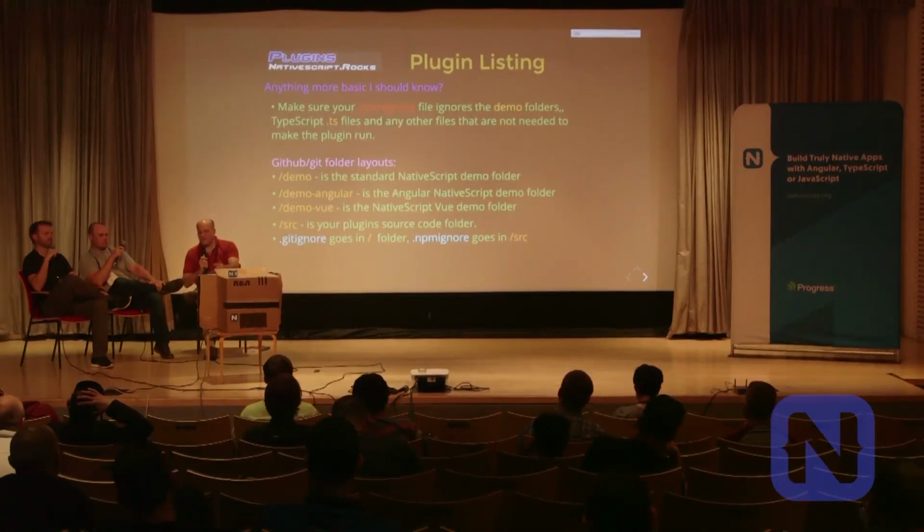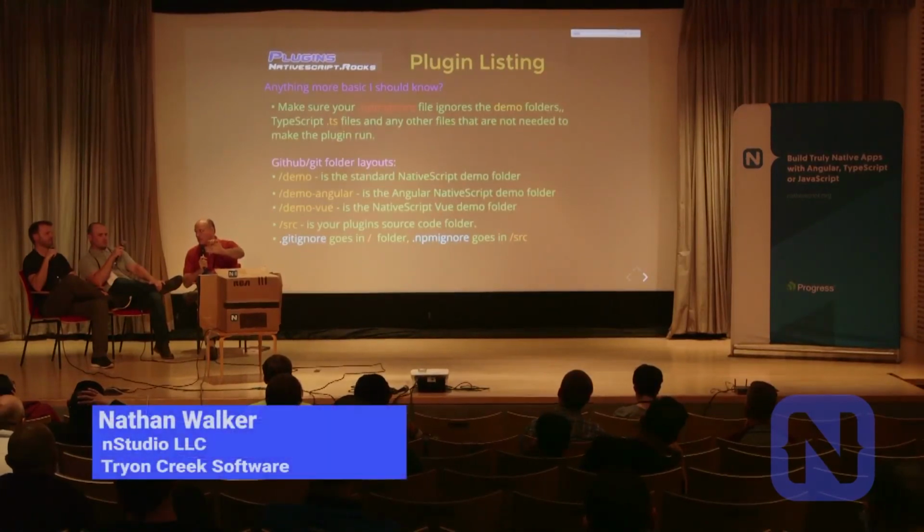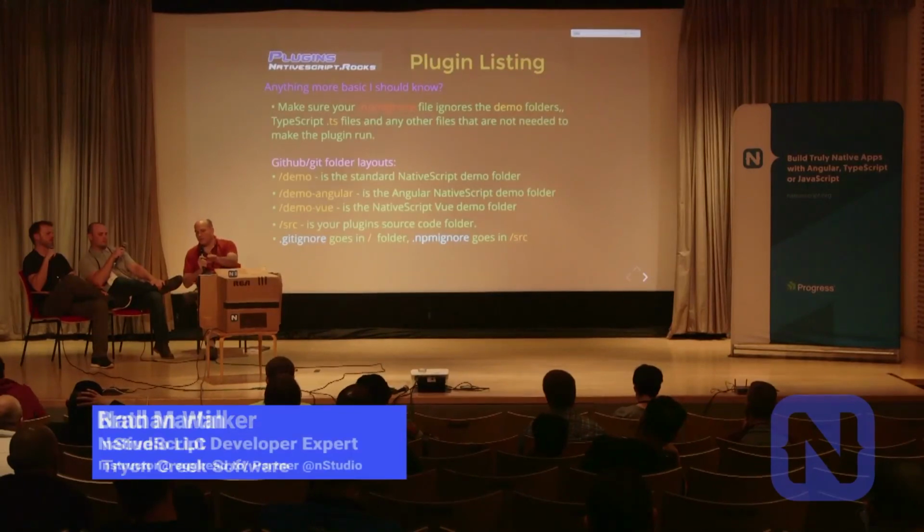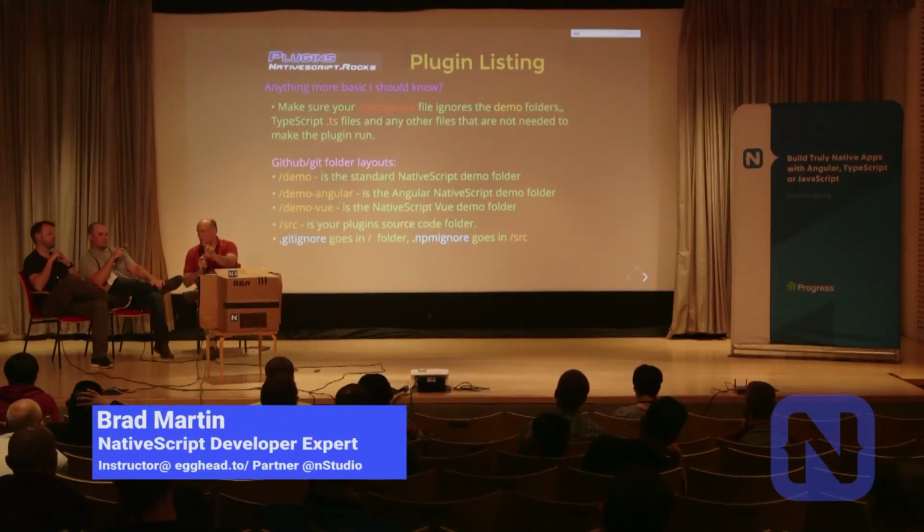And then the git ignore goes in the root folder, because with Git you're typically writing everything from the root folder into your GitHub account or your GitLab or whichever one you're using. Where the npm ignore goes into the source folder, because only the stuff inside the source folder is what you want put into your npm package that gets put up on npm.